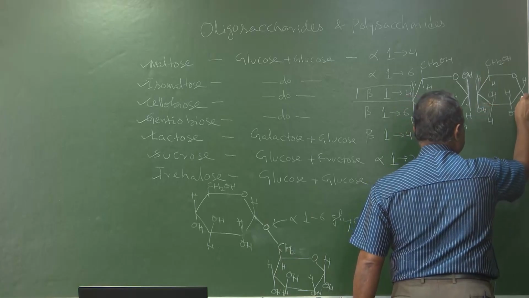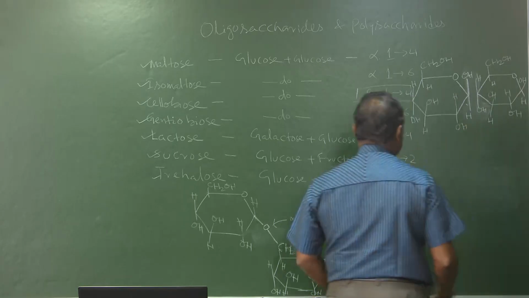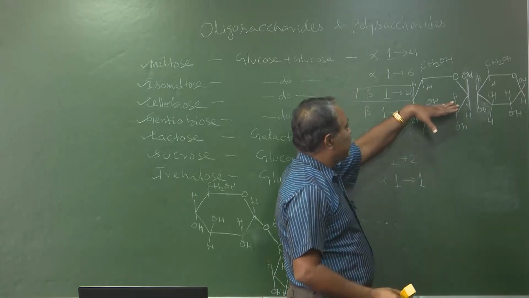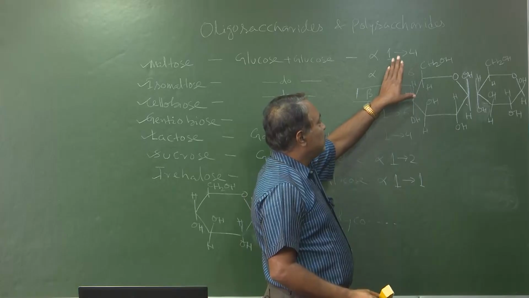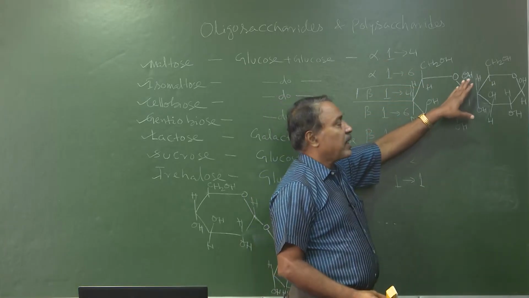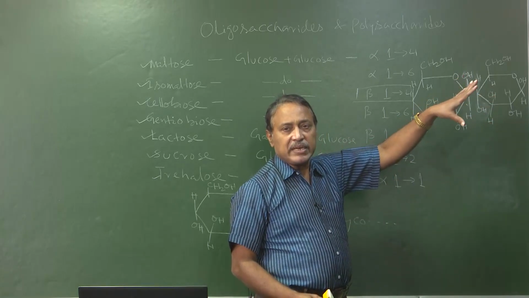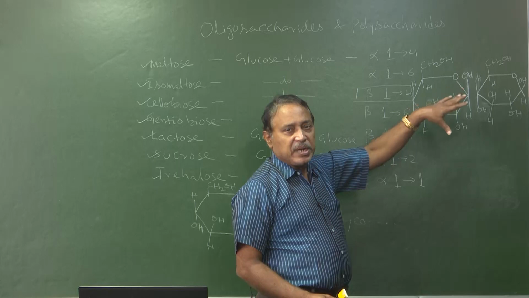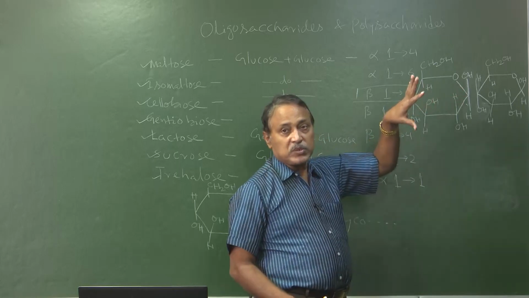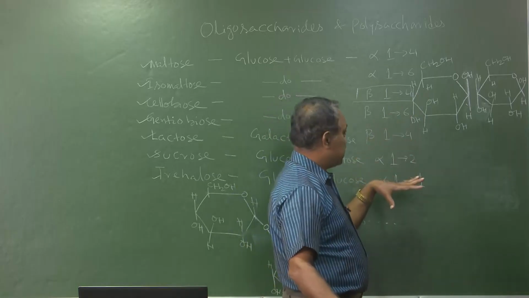This also I make beta. So in case of beta, if you recall, on this plane of the ring, on which side CH2OH is there, the same side the hydroxyl group will be there. When both of them are on the same side, we call it beta form. And if they are on the opposite side, we call it alpha form. I have repeatedly told it.